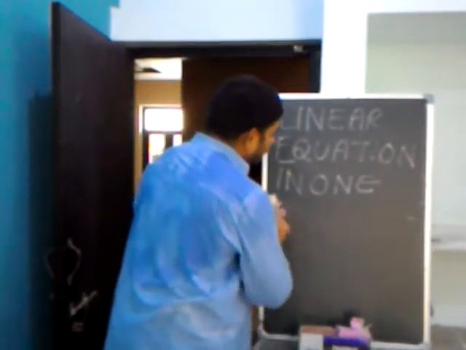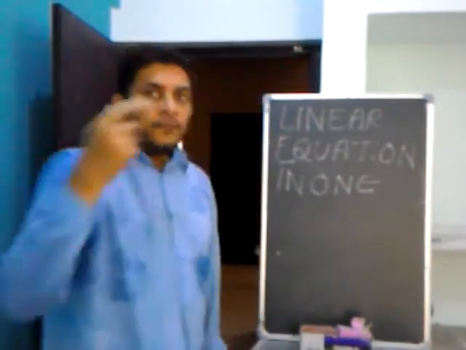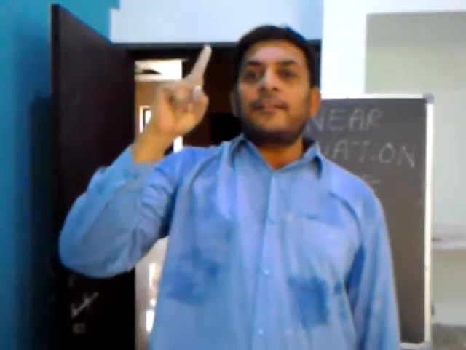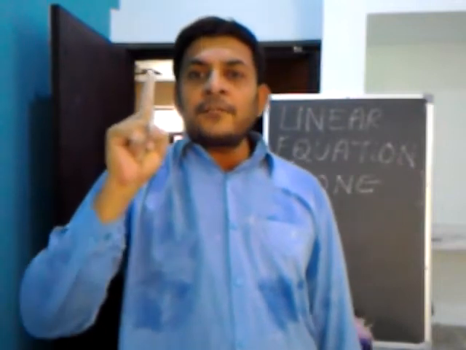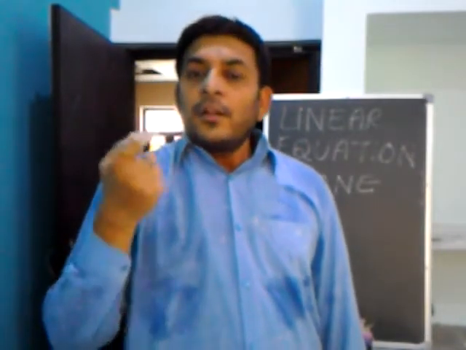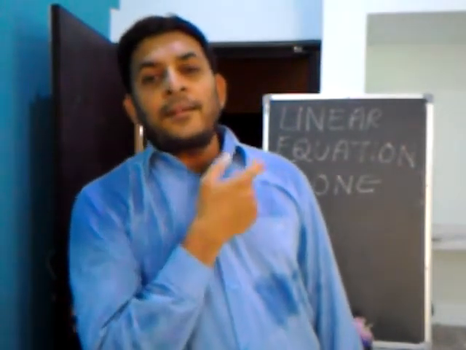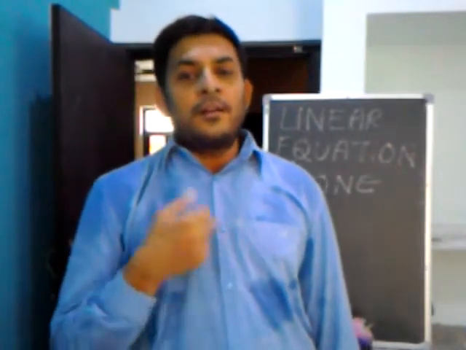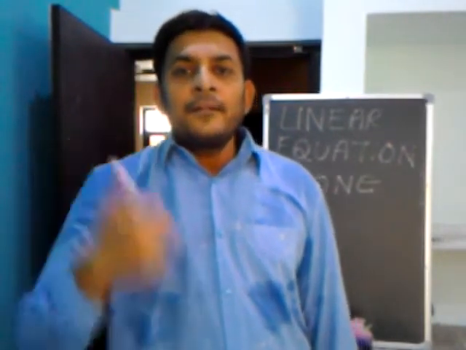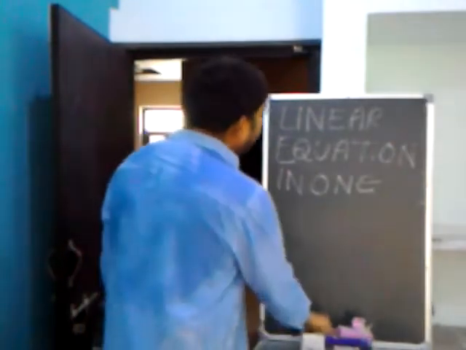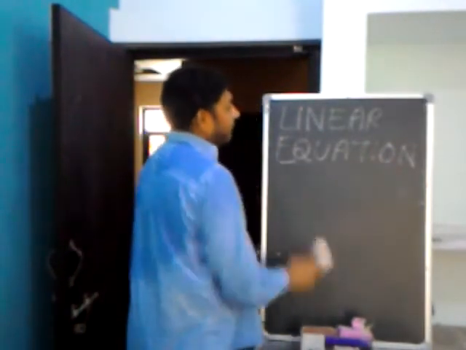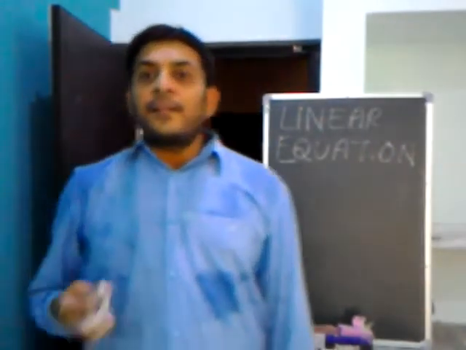Now, what does it mean by one? In an equation, it means there will be only one term such that its value will not be certain or unknown or will be varying. So it means one.